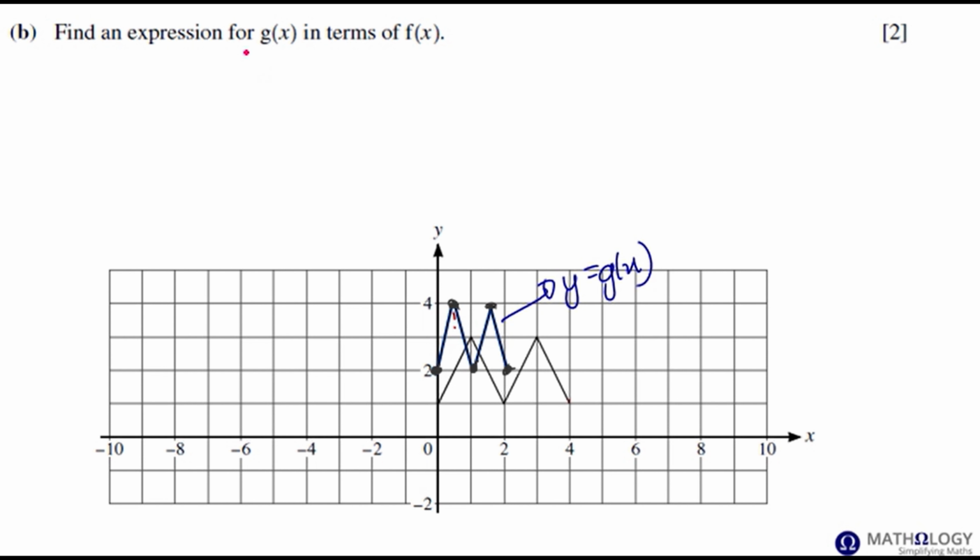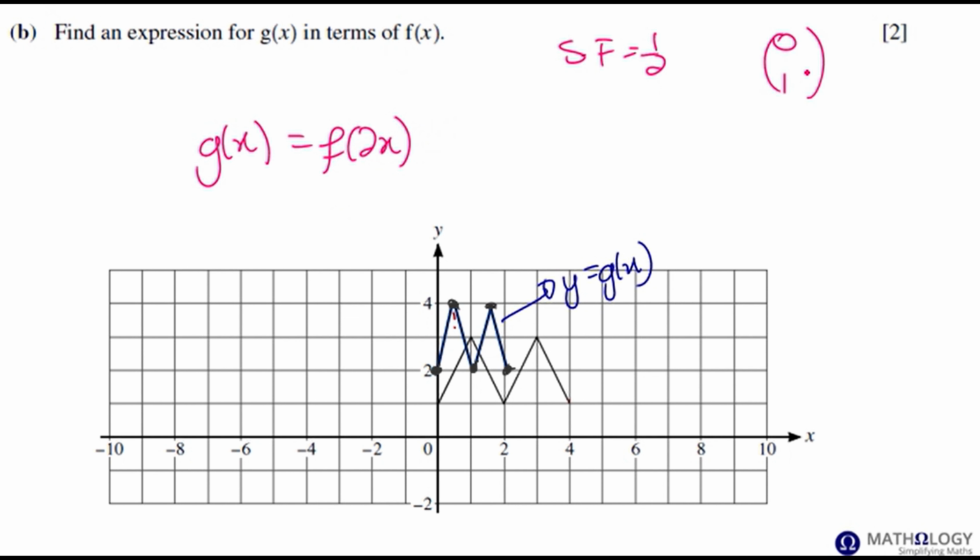Find an expression for g of x in terms of f of x. So the first thing we did was a horizontal stretch with scale factor a half, which means that we have f of 2x, and then it was a translation by the vector 0, 1. So x did not move, and there is no vertical stretch, so we just add 1. So this is g of x in terms of f of x.